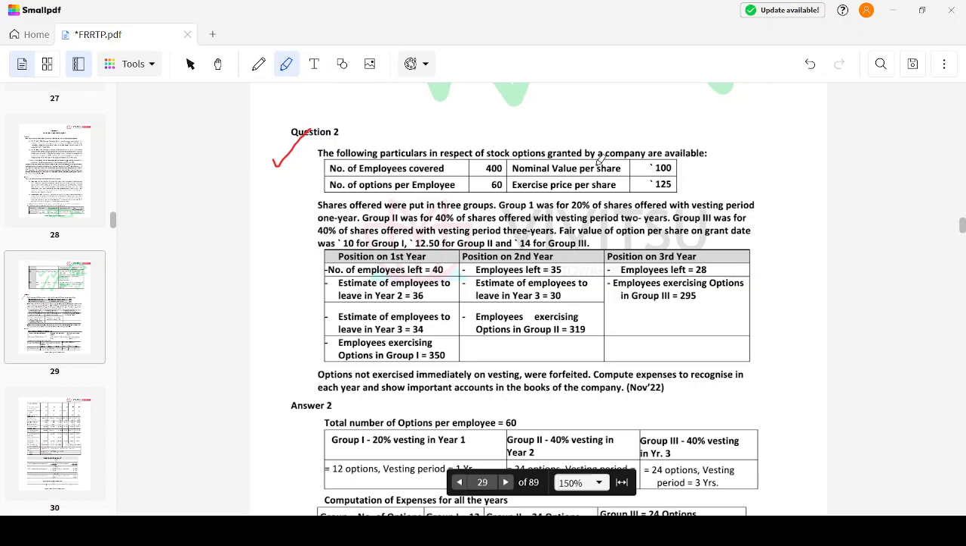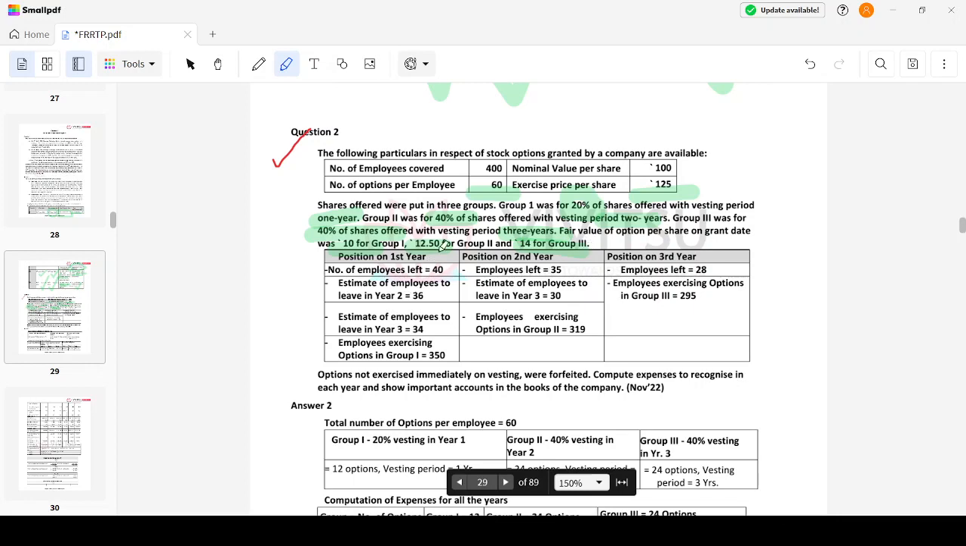The following particulars in respect of stock options granted by a company are available. Number of employees covered 400, nominal value per share 100, number of options per employee 60, and exercise price per share 125. Shares were offered in 3 groups. Group 1, 20% of shares, with a vesting period of 1 year. Group 2, 40% of shares, with a vesting period of 2 years. Group 3, 40% of shares, with 3 years. Fair value of the option per share on the grant date was 10 rupees for Group 1, 12.5 for Group 2, and 14 for Group 3.